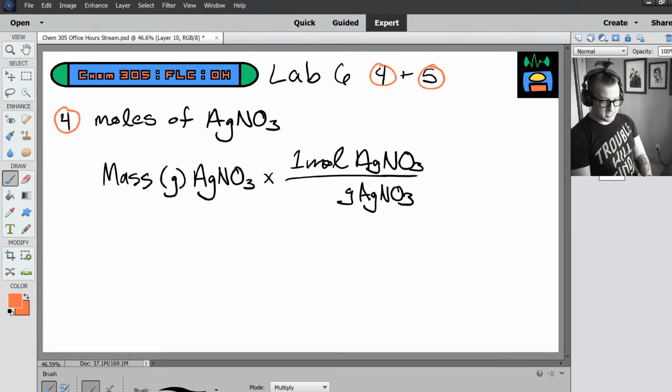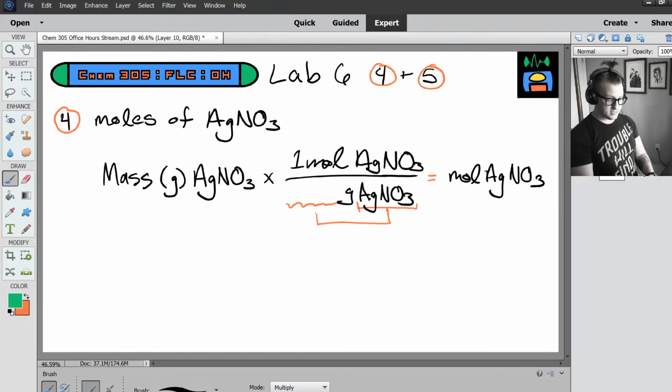And for this, you have to calculate your molecular weight based on the chemical equation for silver nitrate. So you do that, and when you divide your mass by your molecular weight, it will give you your moles. All right, and this mass is from the data spreadsheet.